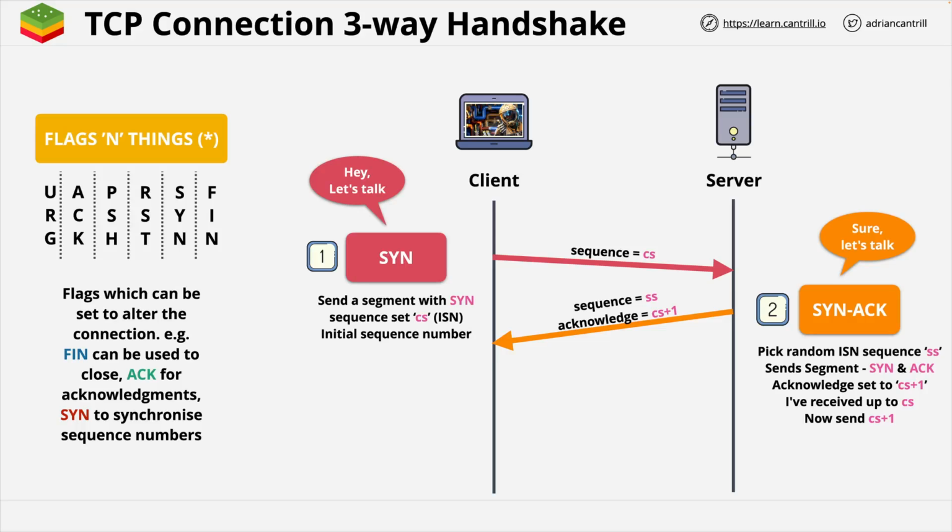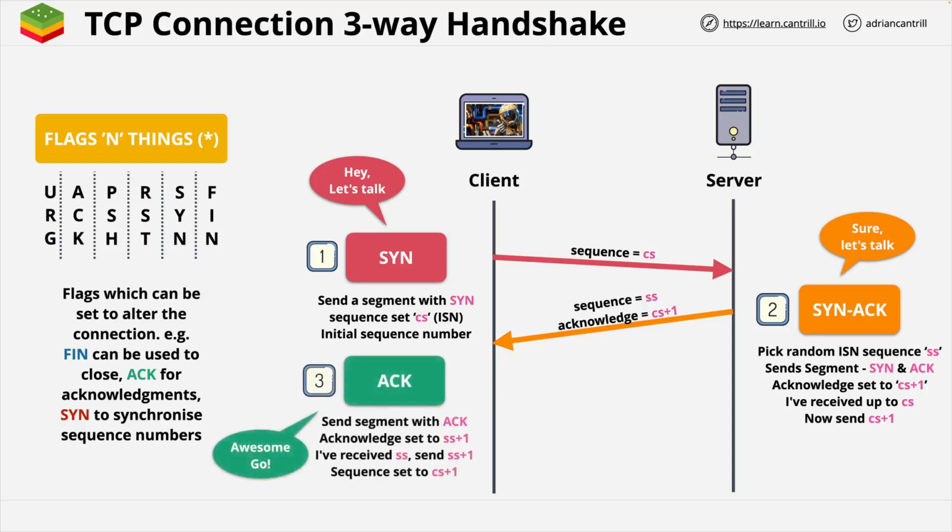The client receives the segment from the server, and it knows the server sequence. To acknowledge to the server that it's received all of that information, it takes the server sequence, SS, and adds 1 to it, and puts this value as the acknowledgement. Then it also increments its own client sequence value by 1 and puts that as the sequence, and sends an acknowledgement segment containing all this information through to the server, essentially saying, awesome, let's go.